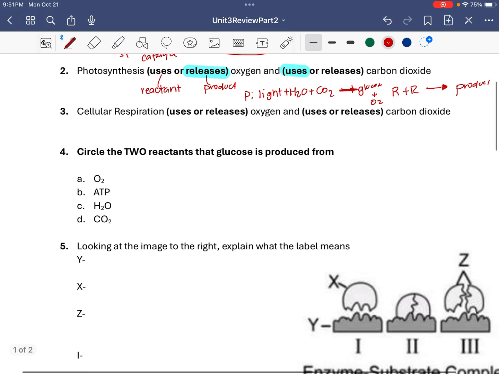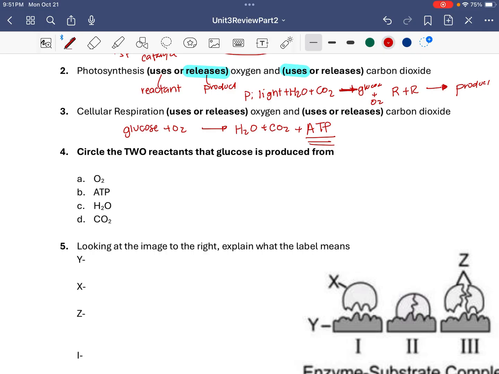Cellular respiration. Remember, cellular respiration is how we convert our food into energy. Cellular respiration is going to be the opposite. It is the reverse reaction. In cellular respiration, our food is made up of sugar and glucose. So we have glucose and oxygen, which are our reactants, and they produce water and carbon dioxide, and they do not use light energy. The type of energy that they produce is ATP. That's very important because ATP is cellular energy.